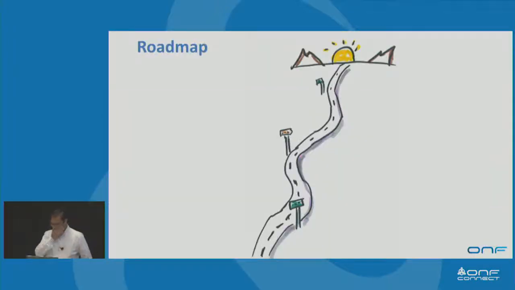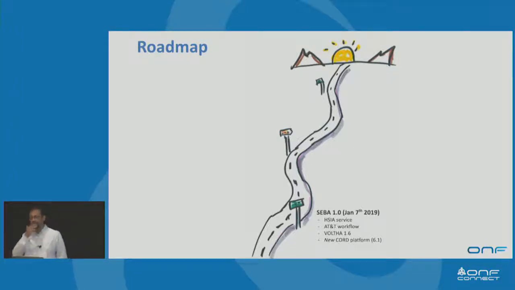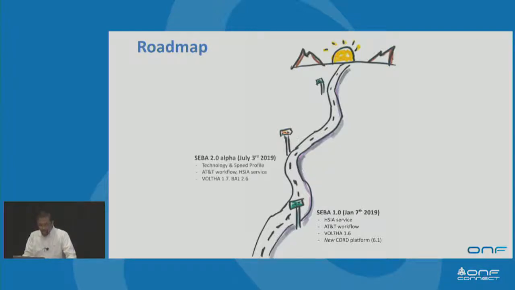So let's jump in. At the last ONF Connect last year, which was around December timeframe, is exactly when we first did the first release of SEBA, right? It supported the high-speed internet access service. It used AT&T's workflow, which you have been looking at all day. It supported Volta 1.6, and it was on this new CORD software platform, which also you have been using today.